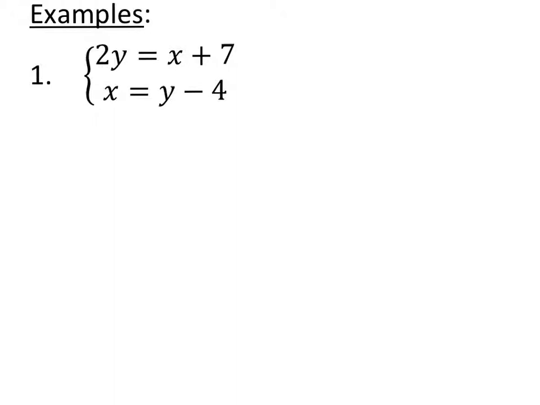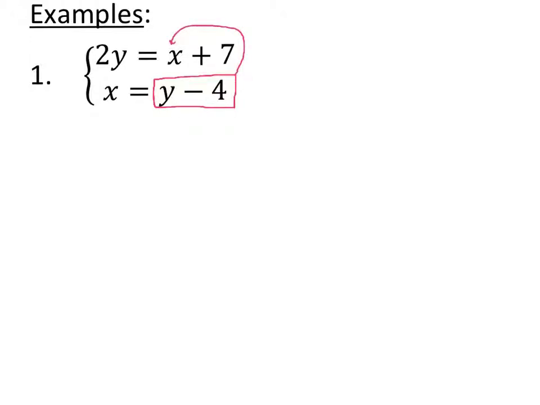Example number 1. We have 2y equals x plus 7 and x equals y minus 4. The first step says that we need to look to see if one of the variables is isolated. You see here that you have a 2 with the y, so the y on the first equation is not, and you have a plus 7 with the x. But if you look at the second equation, you see that this x is all by itself, or what we call isolated.